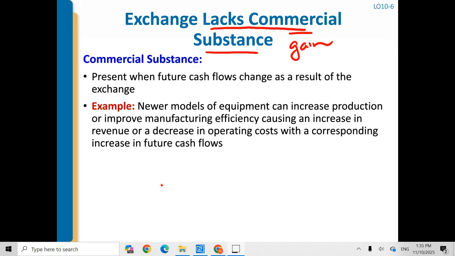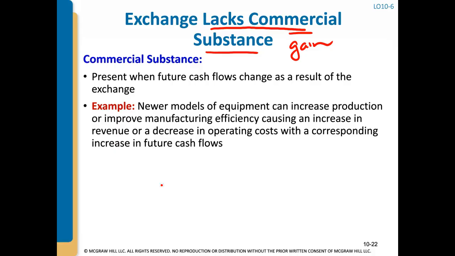So here's an example of lacking commercial substance. It would be if a company traded one delivery truck for another truck of similar age and condition and value, and the company would not generate any additional cash, or significant cash, as a result of that new truck. In that situation, the exchange lacks commercial substance.